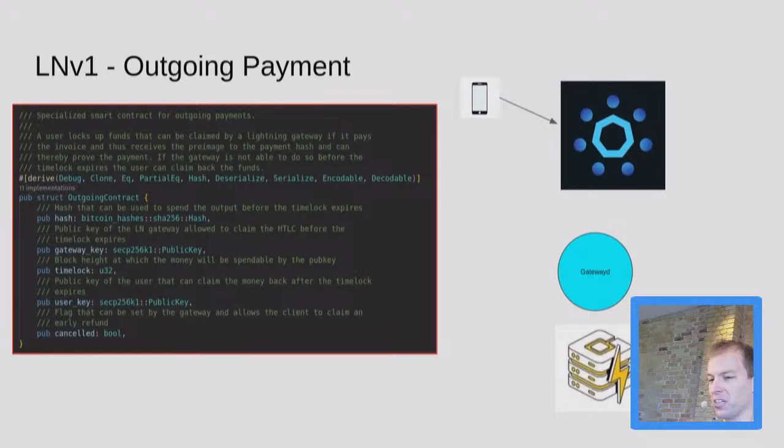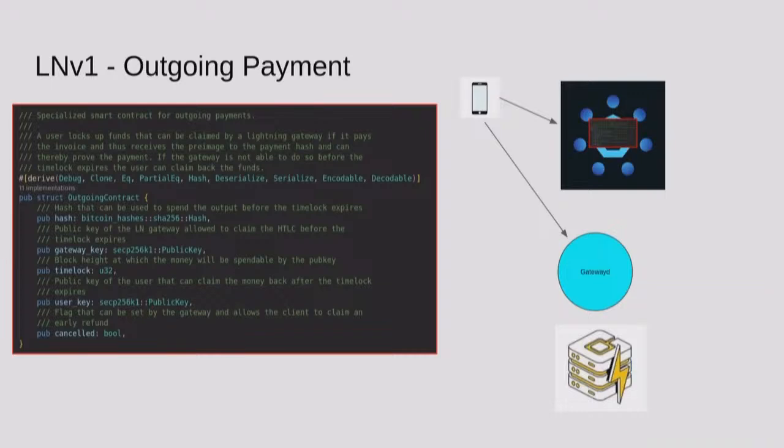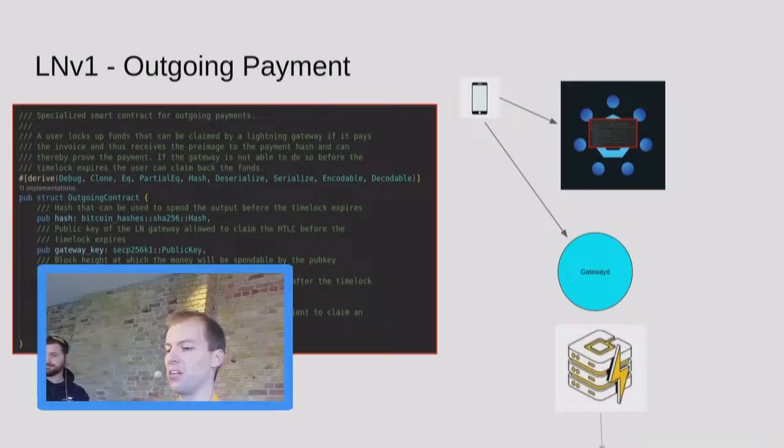So what that looks like is the client, the end user, would then talk to the federation, create the contract, and the user then directly talks to the gateway and says, hey, gateway, if you can pay this Lightning invoice, you can claim the money that's locked in this contract. So the gateway then pays the invoice, gets the pre-image back, and it uses that to claim the contract that's in the federation, and it gets paid its ecash.